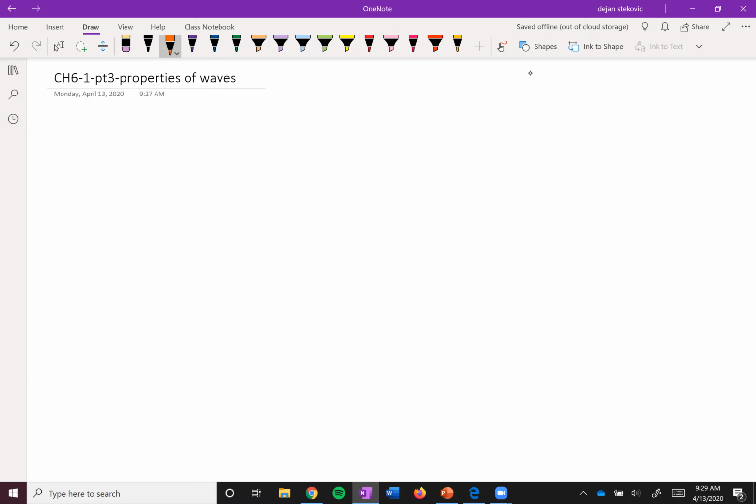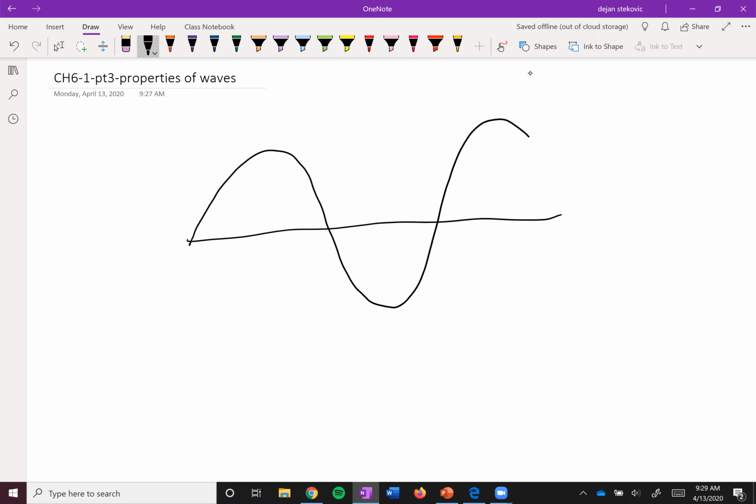All right, so next up, we're going to take a look at the properties of waves. So let me just draw a wave here. A straight line for reference, and then a wave, right? A wave. So there's two main properties of a wave. The first is the length from peak to peak, and this is known as the wavelength. And it gets the symbol lambda. So it's the distance between peaks.